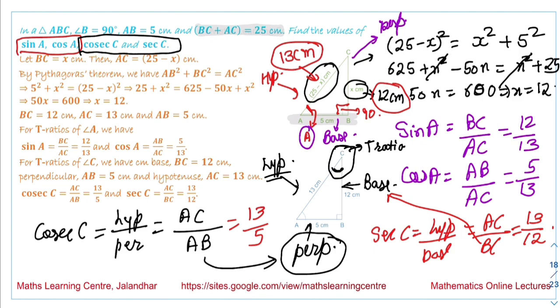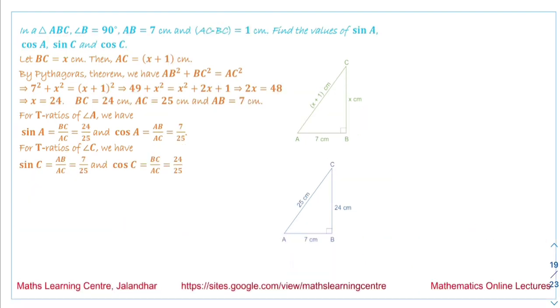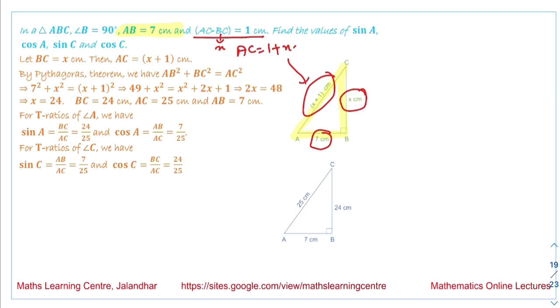Next is a triangle ABC. This triangle is given to us. AB is equal to 7 centimeters. This is AB, 7 centimeter. AC minus BC is 1. So if BC is x, then AC will be 1 plus x. This is a right angle triangle.